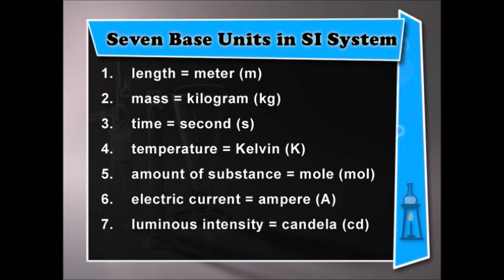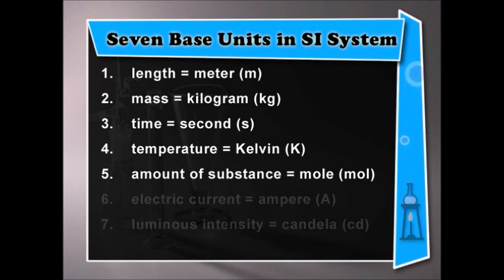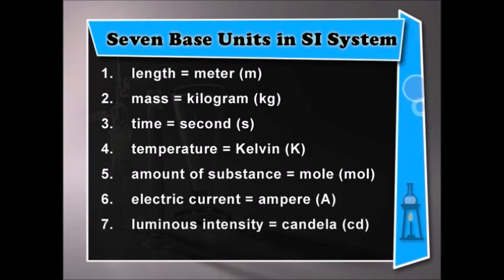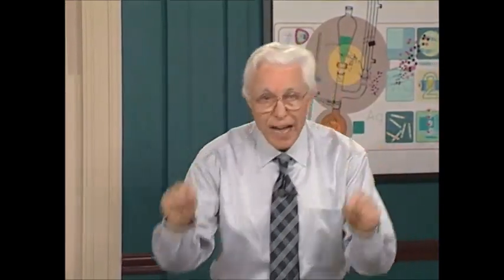Now, of the 7 base units, you will probably encounter the first 5 in your chemistry class: meters, kilograms, seconds, kelvins, and moles. 6, if your course includes a unit on electrochemistry, the ampere. I don't know of any chemistry course that discusses candelas. Well, the idea now is that starting with these 7 fundamental units, all other units must be derived from them. Well, this leads to some interesting things.